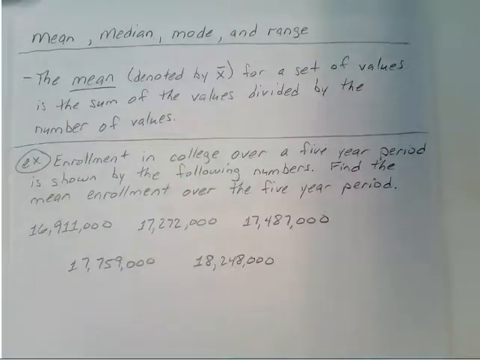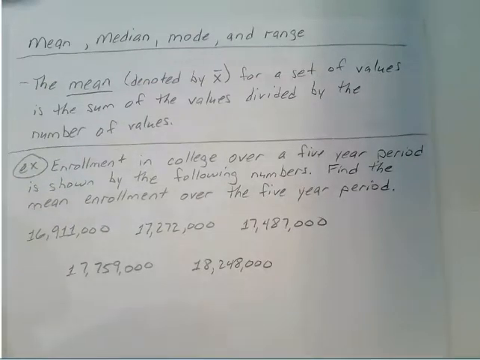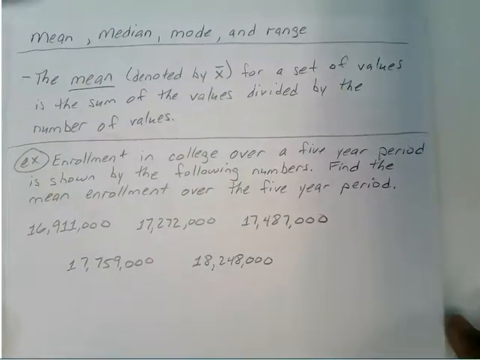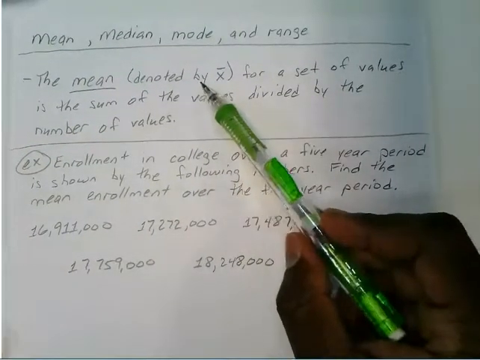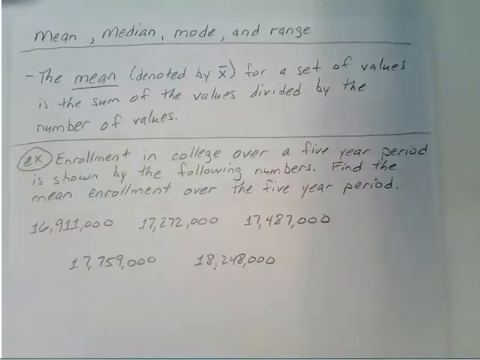Hello everyone. In this video we will be looking at the mean, median, mode, and range of a group of numbers. Starting off, the mean, usually denoted by an X with a bar over the top of it, for a set of values is the sum of the values divided by the number of values.